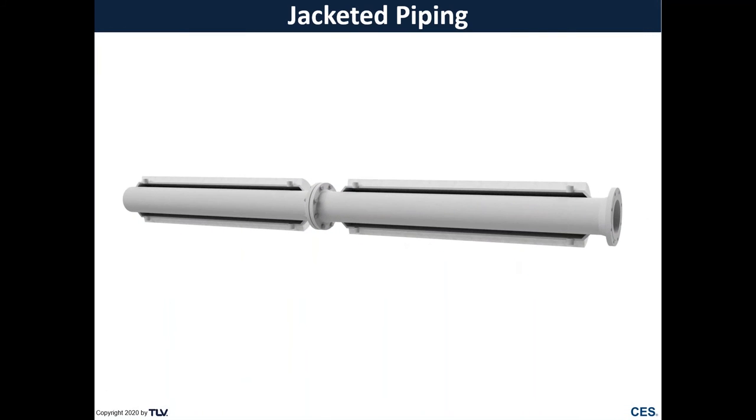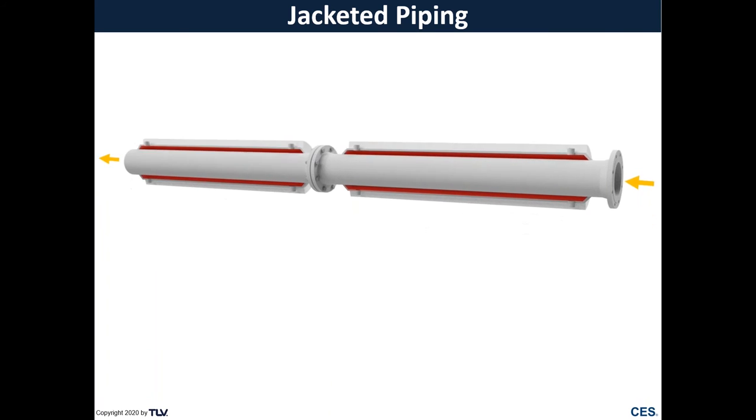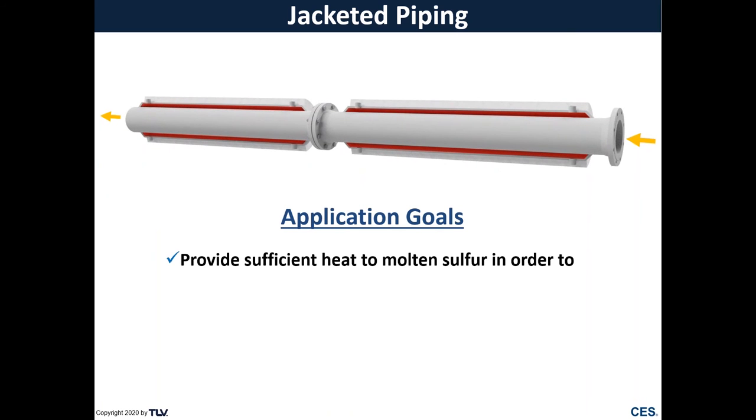The image I'm showing here is an example of jacketed piping. Molten sulfur and gas products travel through the center, while steam encapsulates the center pipe. The goals here are to provide sufficient heat to the process piping in order to maintain sulfur temperature within a specified range, about 120 to 150 degrees Celsius, which allows sulfur to be pumped.